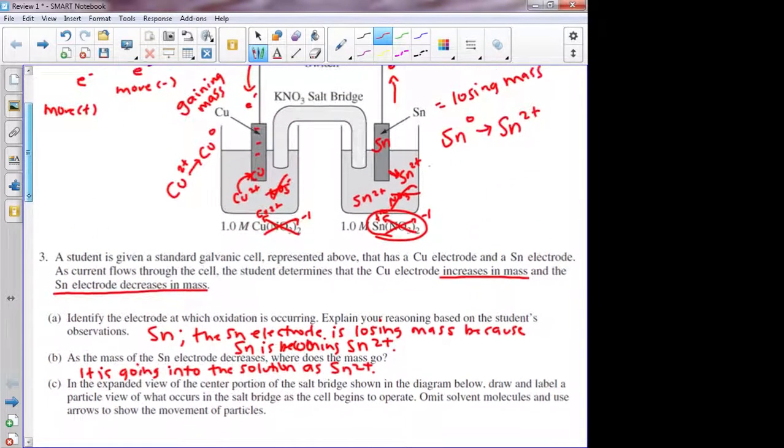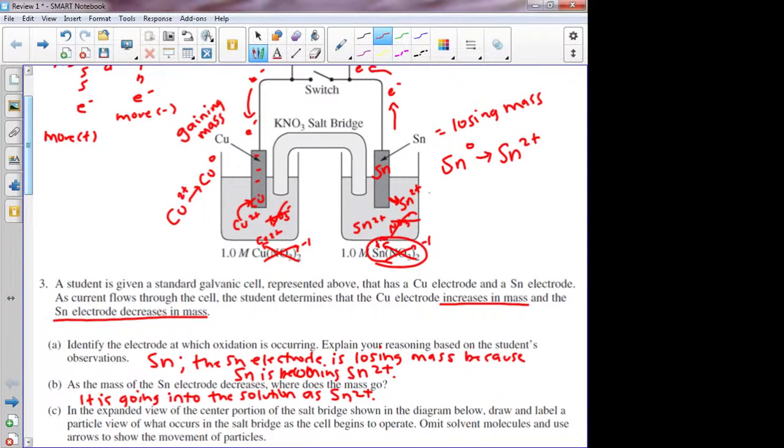All right, so let's keep talking about this. This side is losing electrons, and I'm constantly getting more and more Sn2 positive. So this is becoming more and more positive. On this side, I'm constantly losing all of my positive ions because they're turning into copper. So this side is constantly becoming more negative. What do I need to do to balance out the charge in this cell so it keeps going and going and going, giving me a salt bridge? Since this side is becoming more positive, what needs to go into this side?